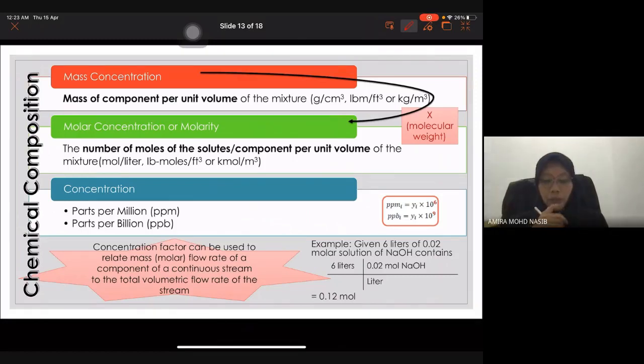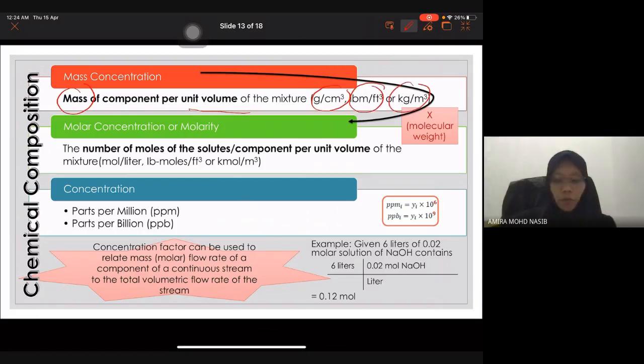Still in chemical composition, but in this topic you have three different things you need to learn, which are mass concentration, molar concentration, and also the concentration in terms of how you multiply. Okay, mass concentration, as its name says, mass. So it must be mass of component per unit volume. So we use this unit.